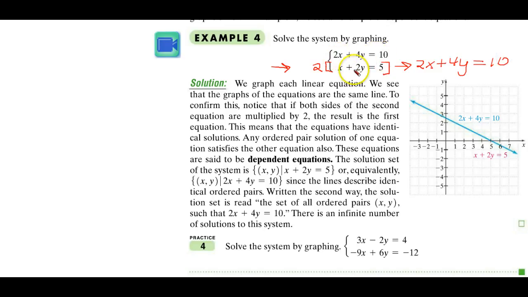So it's disguised a little bit, so you have to fiddle with them a little bit. Now, since every ordered pair that is a solution for this one is a solution for that one, since they're basically the same equation, there is an infinite number of solutions. And we say that these equations are dependent. And we write the answer in set builder notation. You can use either one.